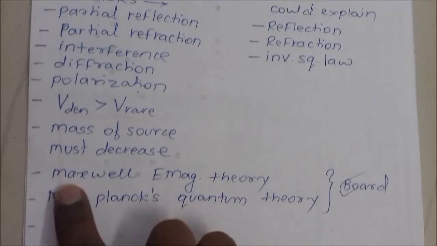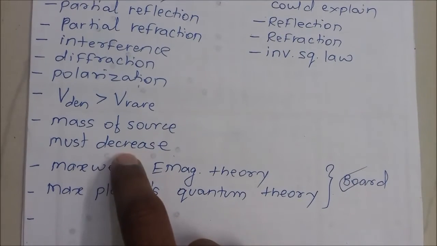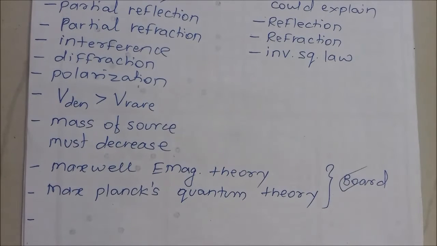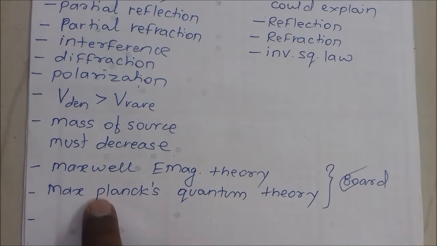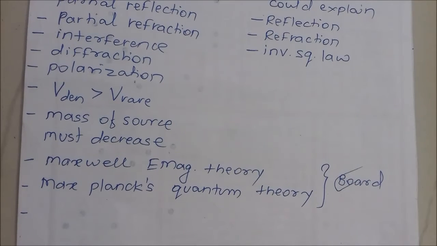Another drawback is that the mass of the source should decrease because particles are emitting out of the source. Therefore, the mass of the source would decrease, but actually the mass of the source is constant. These two theories are in the board book, but in the NCERT book these two theories are not there.